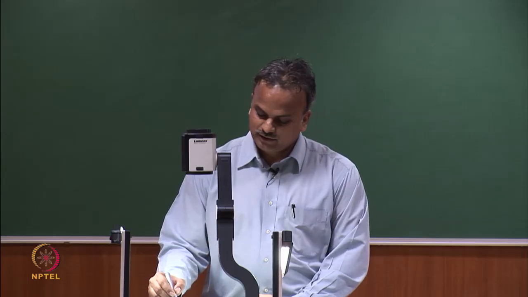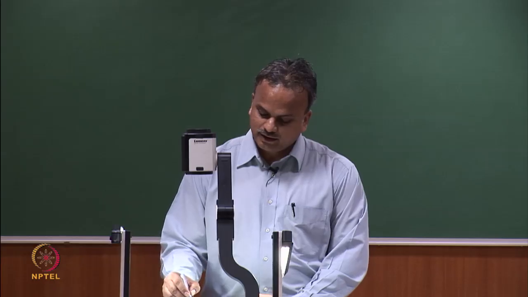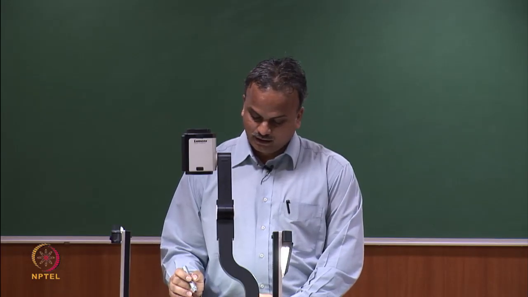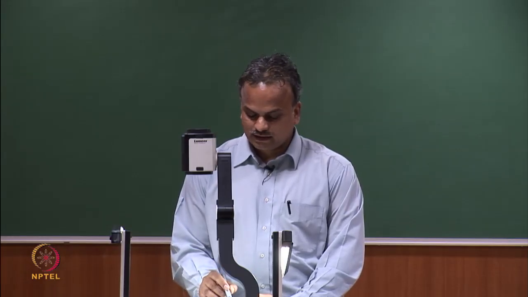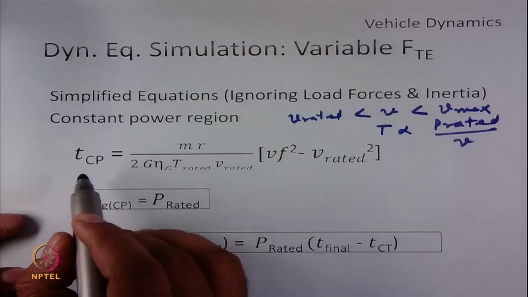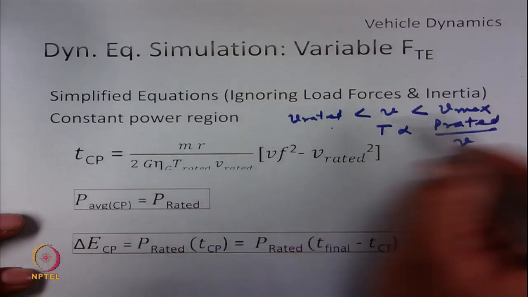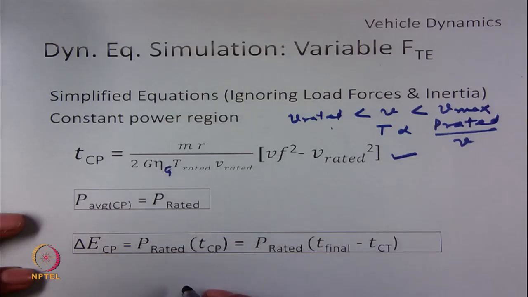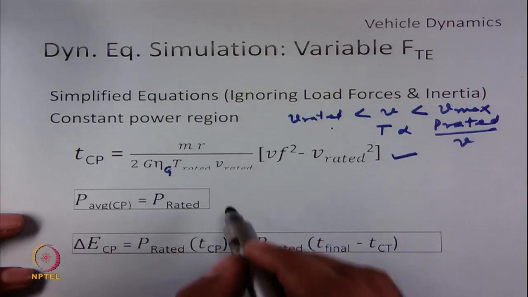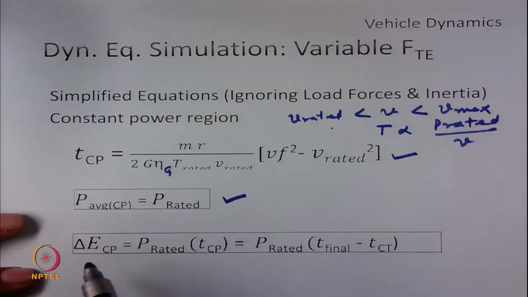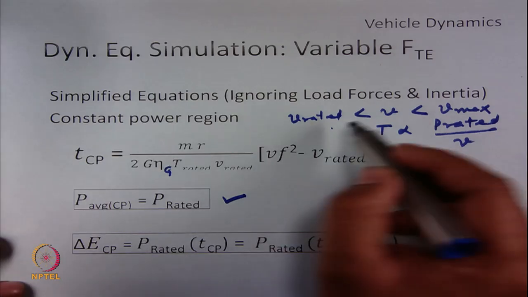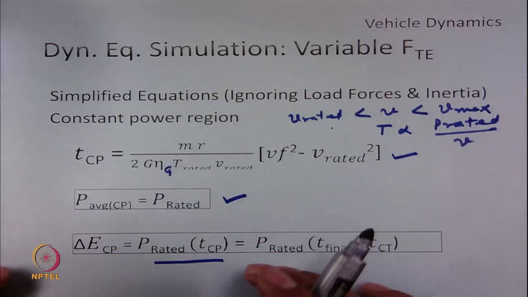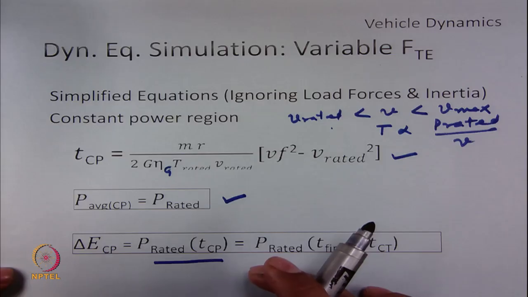In constant power region, the vehicle velocity is between V rated and V max, and torque is proportional to P rated by velocity. If we do that, we can calculate the time the vehicle takes to operate between V rated and V max, which is TCP, equal to this equation. We also know that the power is constant in this region, so the average power is the same as rated power. If you want to calculate the energy required to operate the vehicle between V rated and V max velocities, the energy will be just P rated times TCP. These equations will be used to get approximate values of performance parameters.